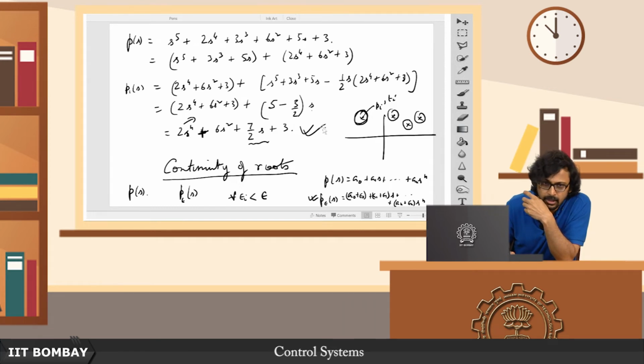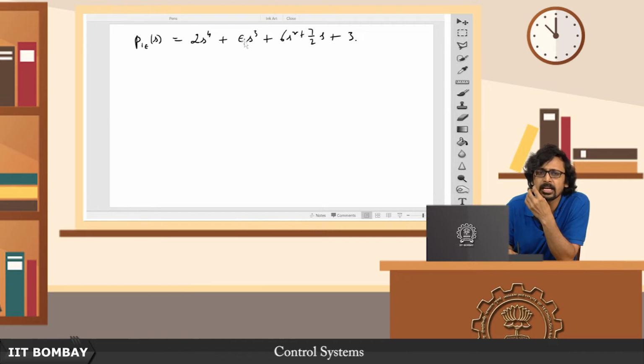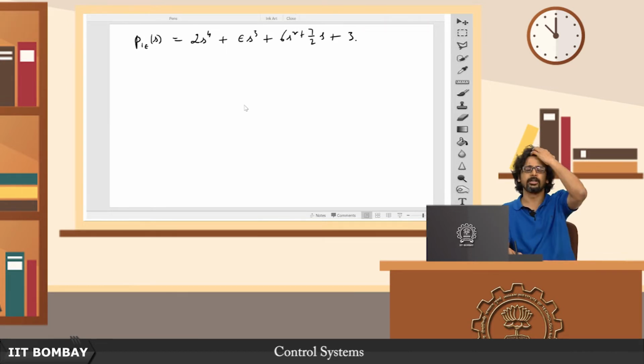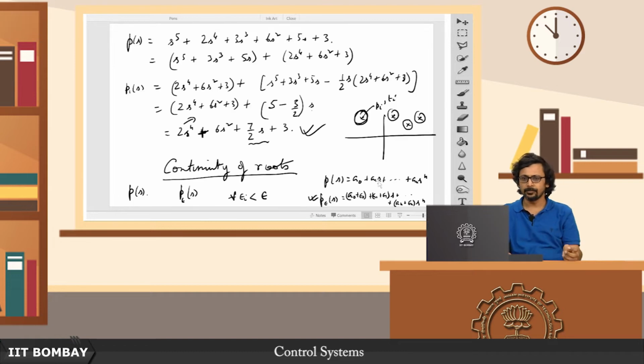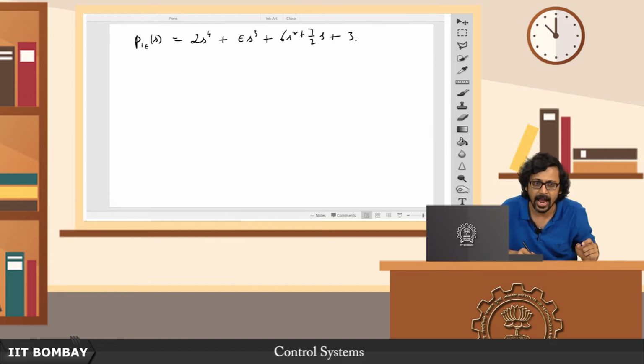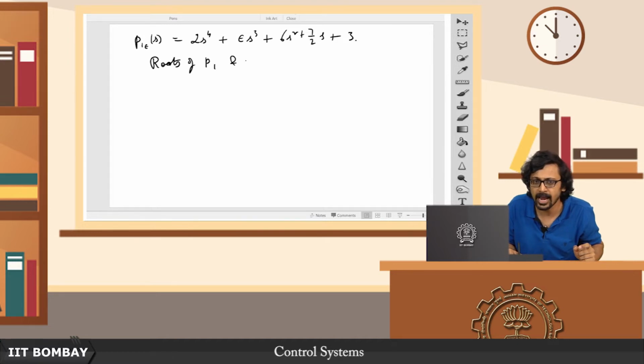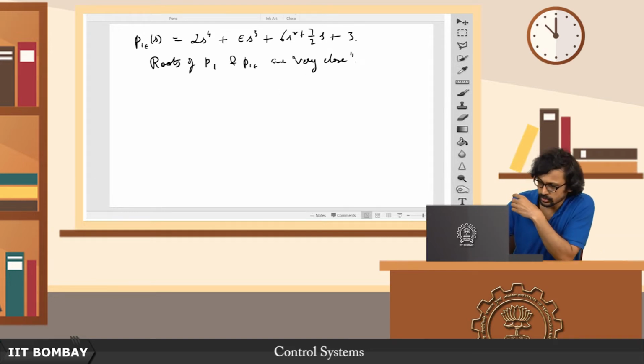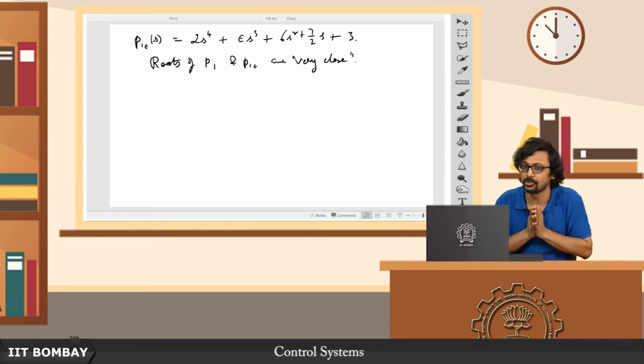And I am going to claim that because the coefficients of P1 and P1 epsilon are very close by, after all this epsilon is only a small quantity, just like I claimed here, the roots of P1 and P1 epsilon are very close, okay.